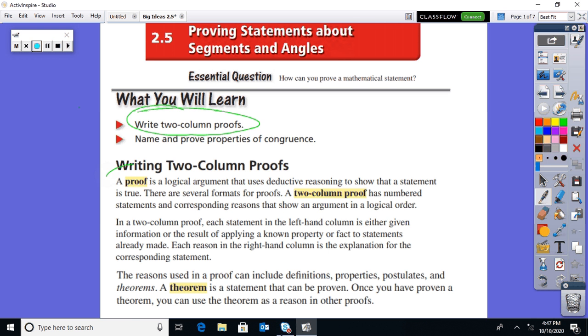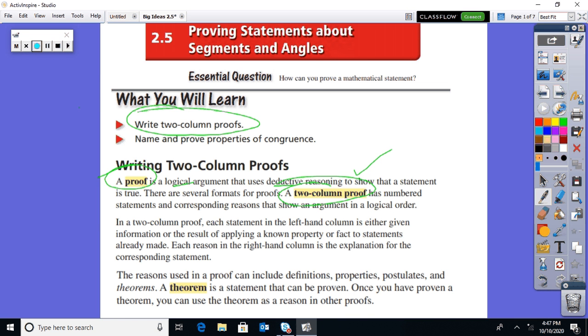So first off, what is a proof? There's a good definition: logical argument, deductive reasoning. There's no inductive guesswork with patterns. It's going to be foolproof and fact-based. We want to show a statement is true. So the two-column proof is the proof of choice for us in this book. There's a couple other ones that we'll talk about, but this is going to be the one that we ask you to do and to perform.